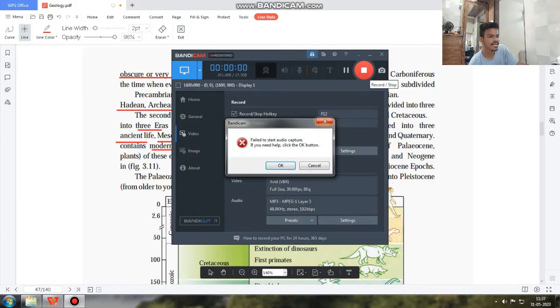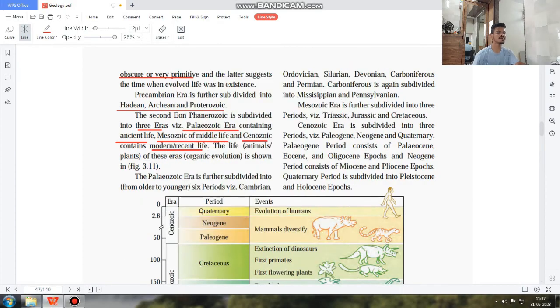The Paleozoic era is further subdivided into 6 periods. Now this Paleozoic era is again divided into 6 periods. That is what? Cambrian, Ordovician, Silurian, Devonian, Carboniferous, and Permian. Now how to remember so many, it's tough, na?